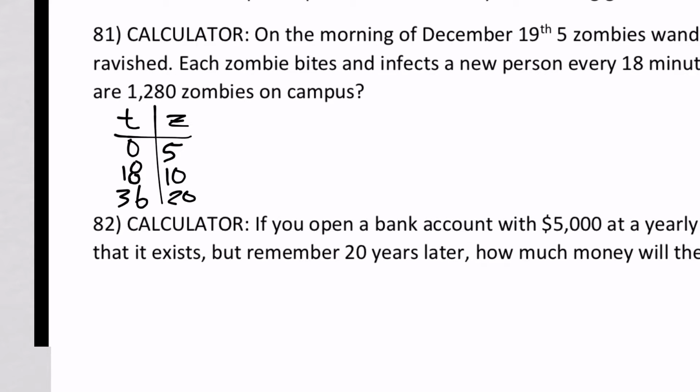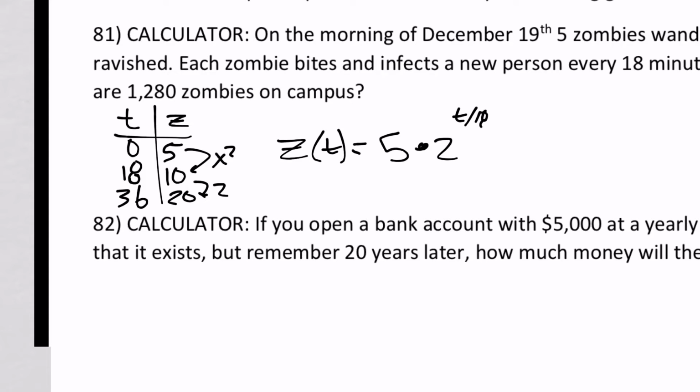And that pattern is going to continue forever. Each time we are multiplying by 2 from whatever number of zombies we have. So if we want the number of zombies with respect to time, z of t is going to equal that starting population of 5 times 2 to the power of t over 18. It's very similar to a half-life problem, except it's a doubling problem. The population isn't cut in half each time. The population doubles each time. So make sure this equation makes sense to you.